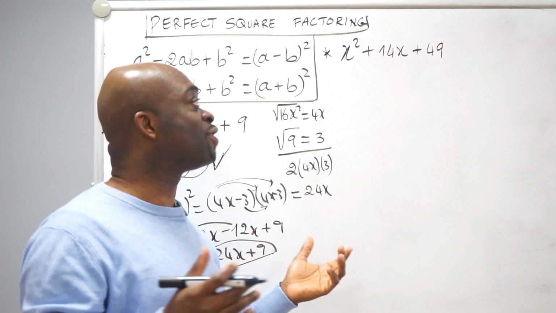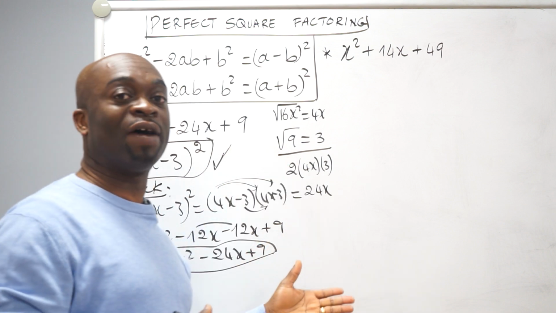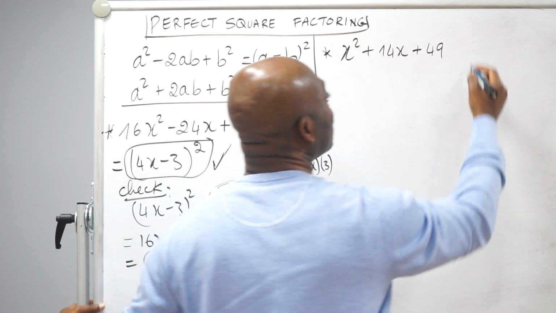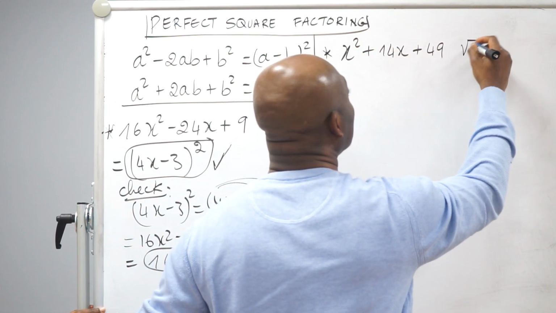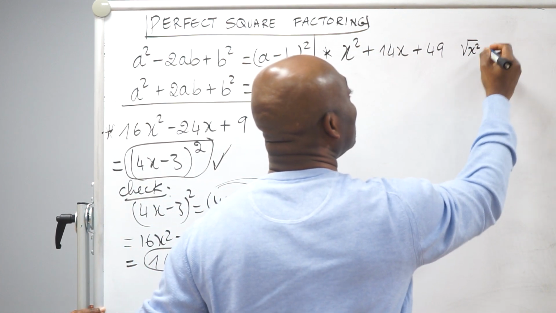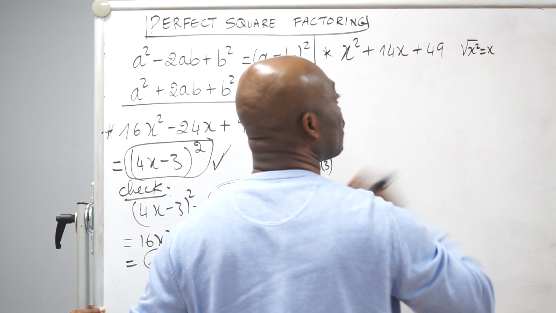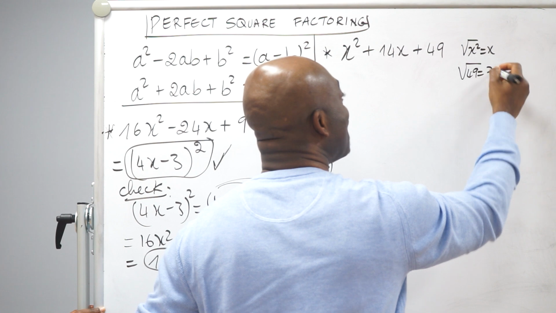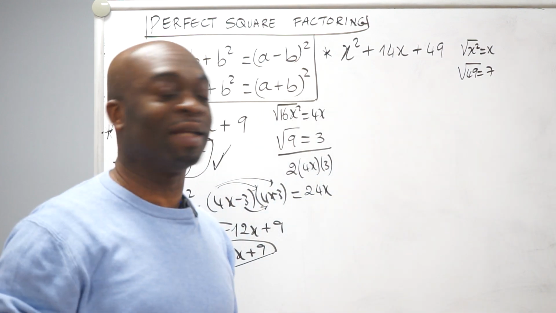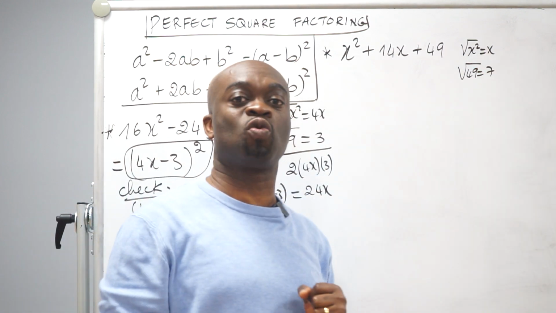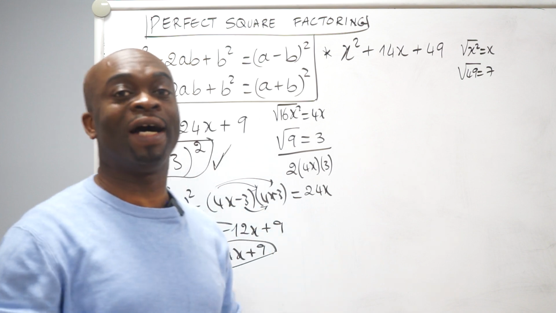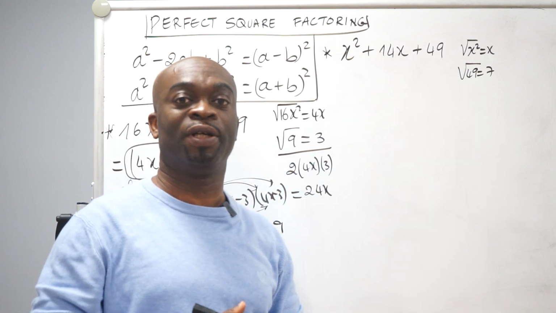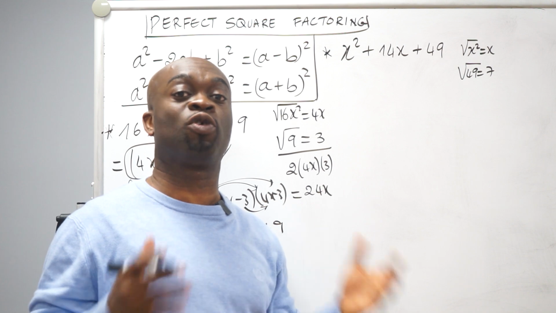But before you get that answer, like how we just broke it down here, it's better to find the square root of this one. The square root of x squared will give us x. Then the square root of 49 is 7, because 7 times 7 is 49, and x times x is x squared. So you are able to find the square root of the first term and then the last term. You always do that exercise very quickly.